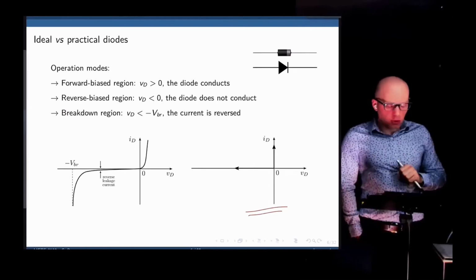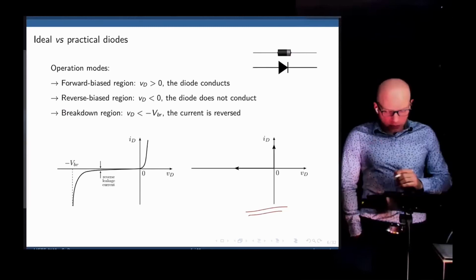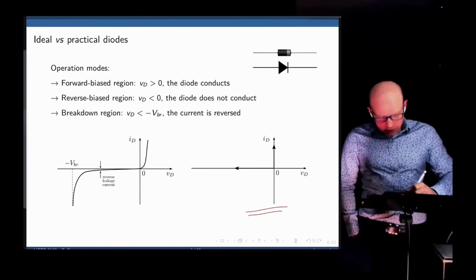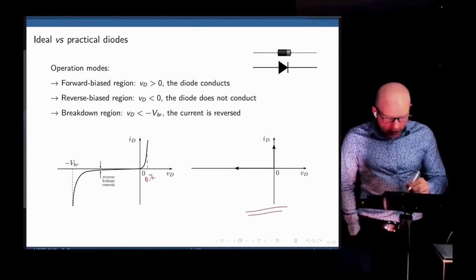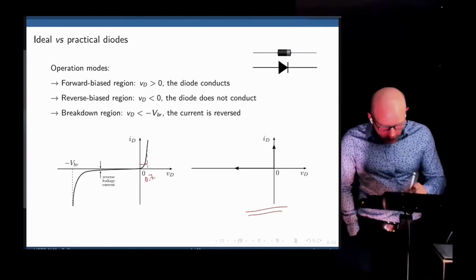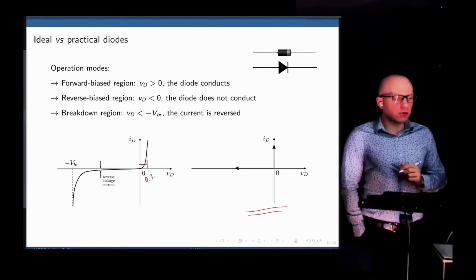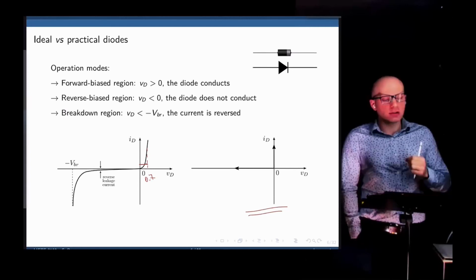But in a practical diode, things are quite different. First, we need to indeed overcome that voltage barrier of 0.7 volts. And you notice here, if we are under that 0.7 volts, there is a small current flowing in the diode, in the order of microamps.